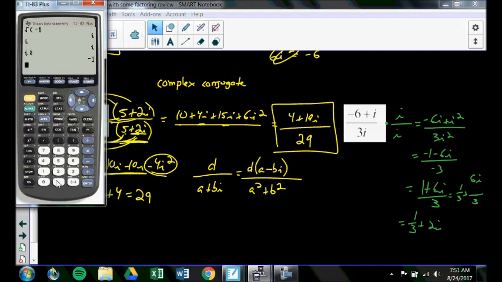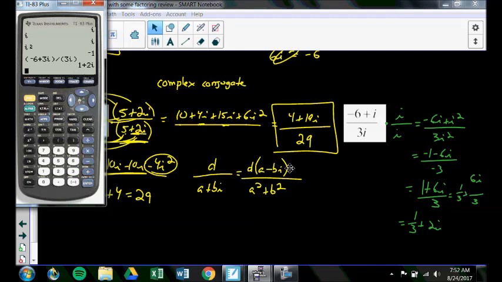And if I do this problem here, negative 6 plus i over 3i. Well, first of all, the top part has to be in parentheses. Don't ever forget that. Of all fractions, the tops and bottoms should always be in parentheses because the big fraction bar is like a grouping symbol. So I'm going to divide this by 3i. Negative 6 plus i divided by 3i gets me 1 plus 2i.